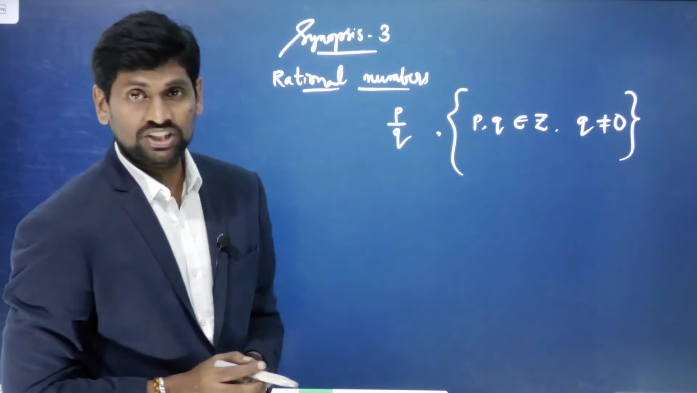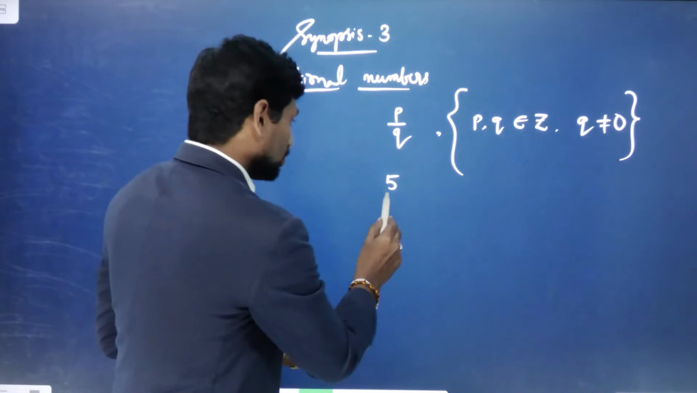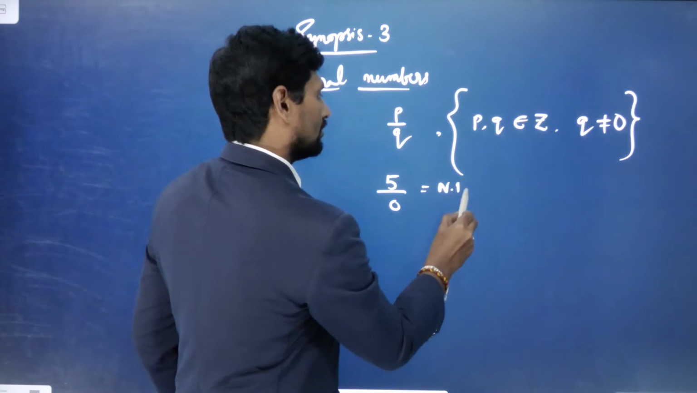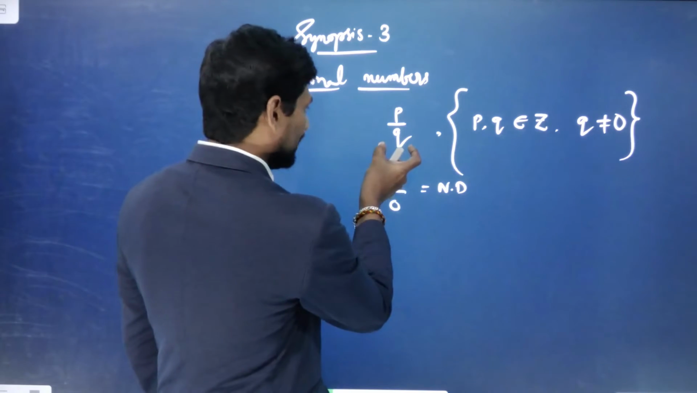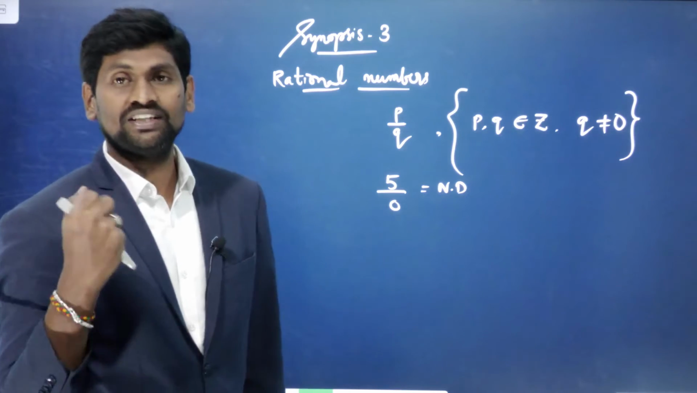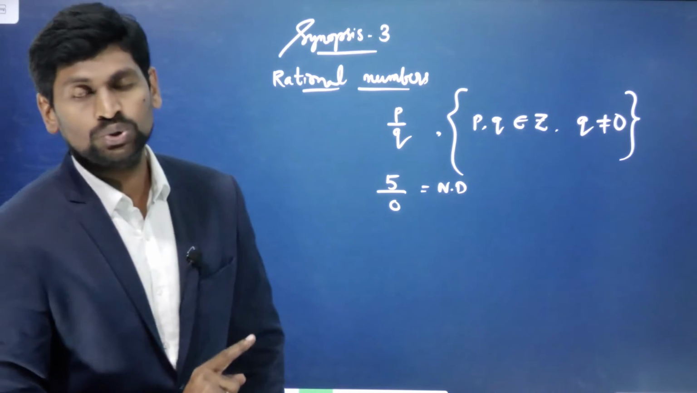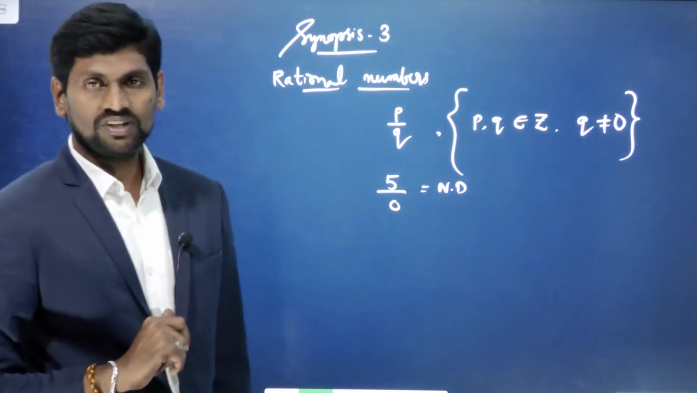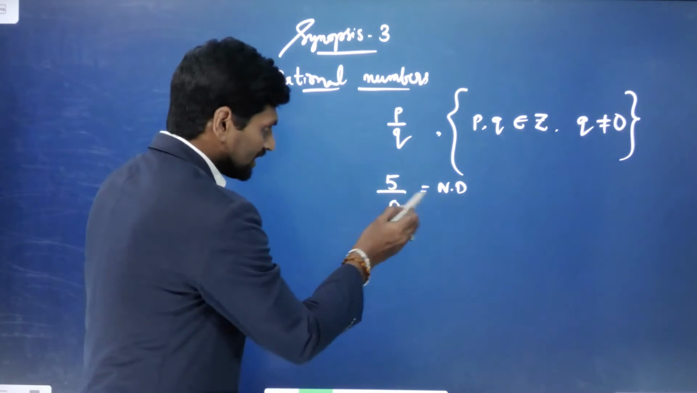Why does Q not equal 0? For example, I am taking the P value 5. 5 is a positive integer. If the Q value is 0, 5 by 0 is not defined. That's why the condition is given here. Q can be any integer except 0, whether positive or negative, it doesn't matter. But Q does not equal 0. Then only the number can exist. If it is 0, it is not defined.